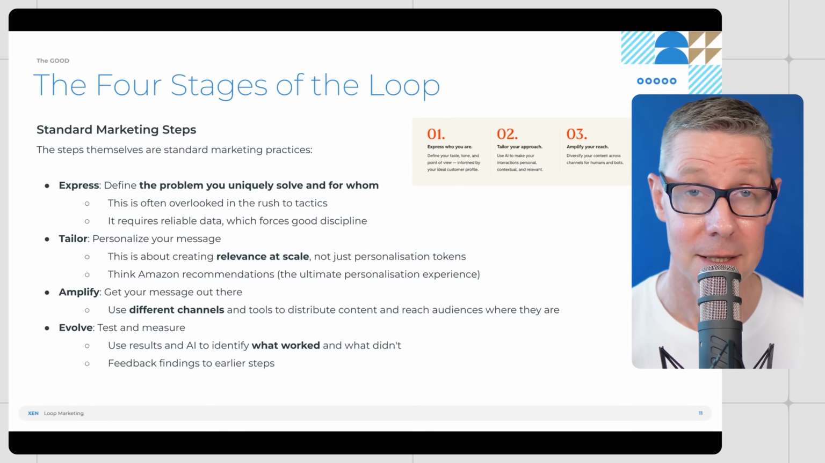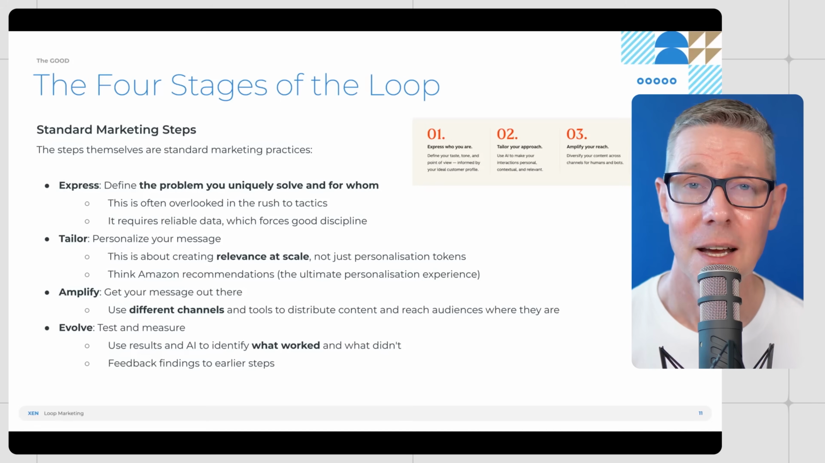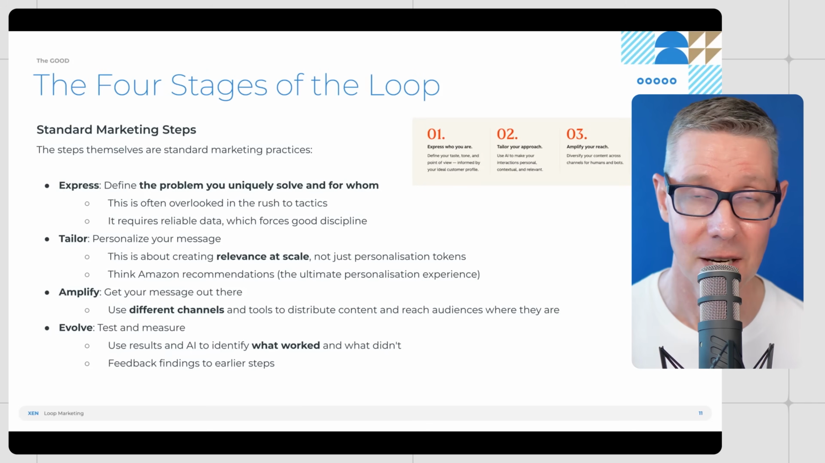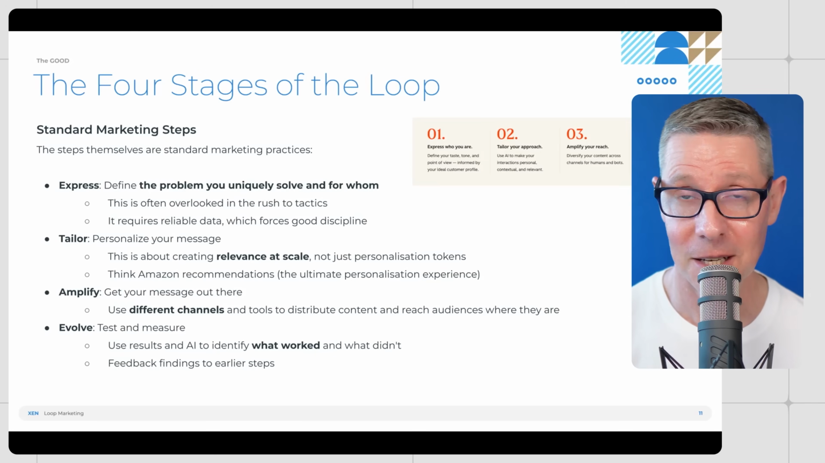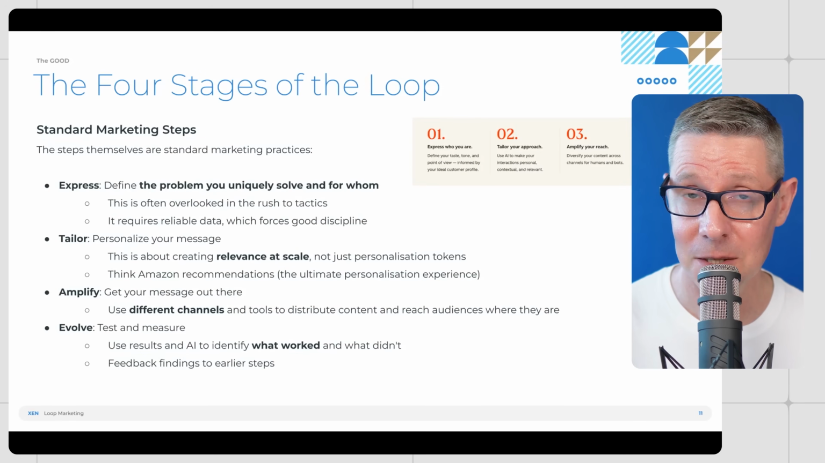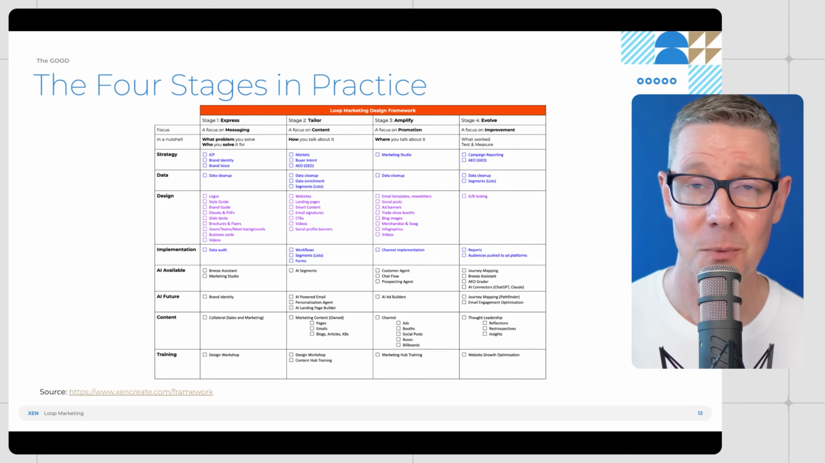The second, around tailoring it, is really all the assets that you create, sales and marketing assets and the processes that you use, and in particular personalizing them for your audience. Third is around amplifying, that's getting it out there on all the channels, social, etc. And then evolve is really just test and measure. So what does that look like? That's why we've come up with this framework.